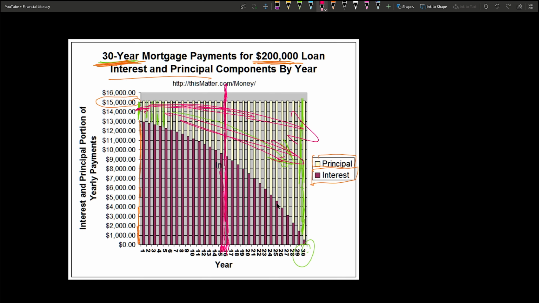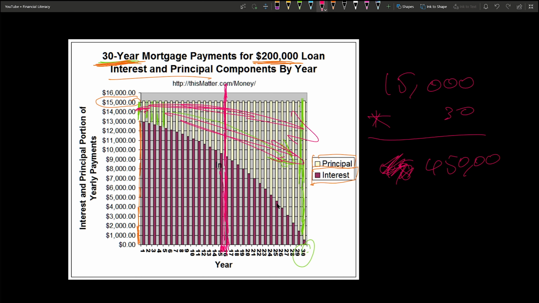The other thing is, on this mortgage, $15,000 a year, could be pounds, doesn't matter, times 30 years, times 30, so that is $450,000. Sorry, those are yearly payments. Yeah, that's right. $450,000. So as you can see, you are paying more than twice as much for this property compared to if you had cash.